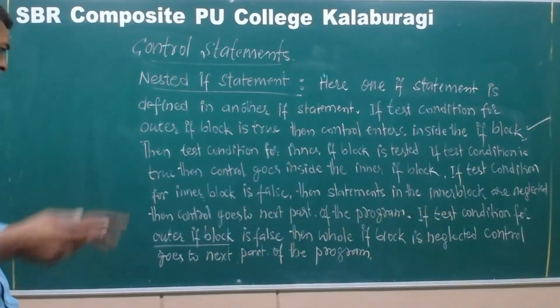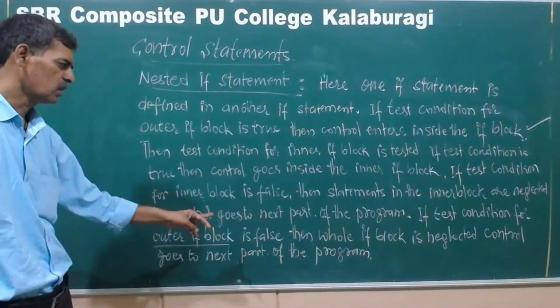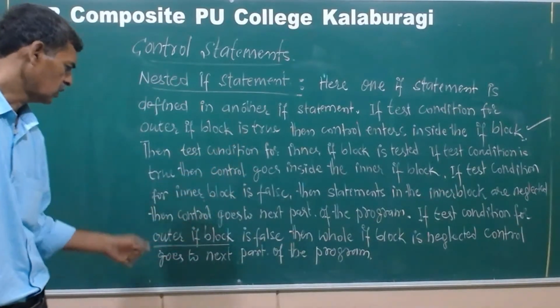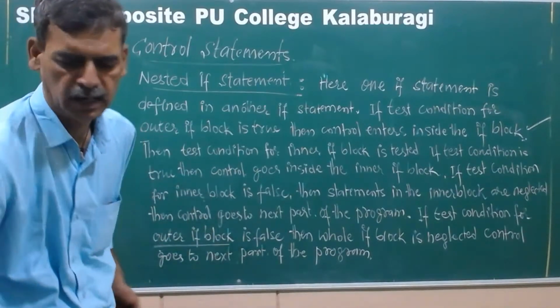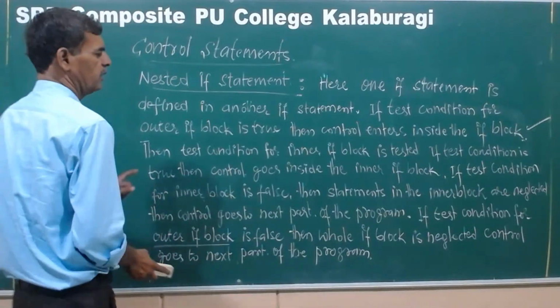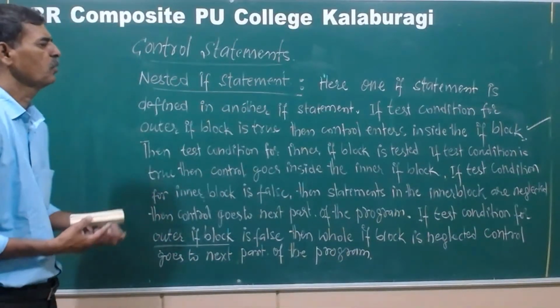If the test condition for the outer if block is false, then the whole if block is neglected. Control goes to the next part of the program. Clear? Okay. I'll write the syntax and block diagram so that it will be more clear to you.